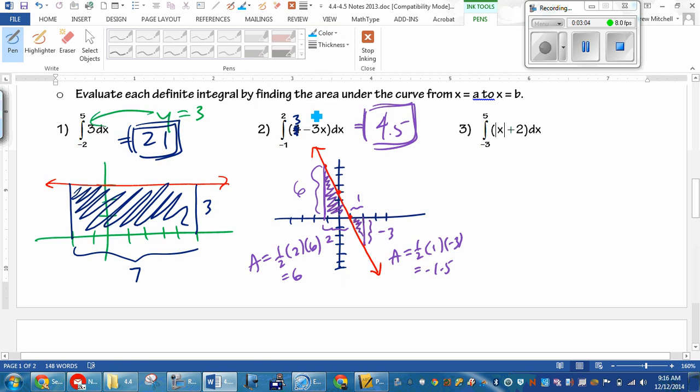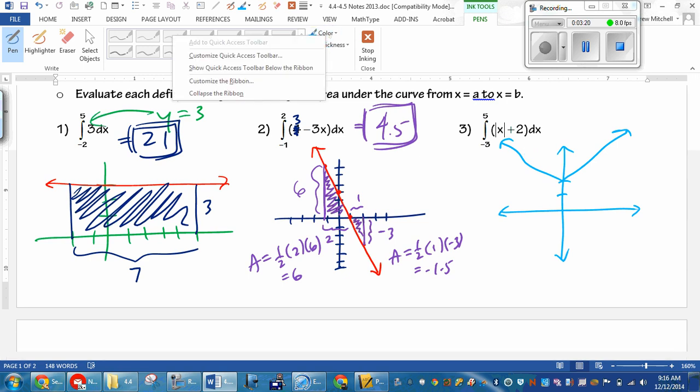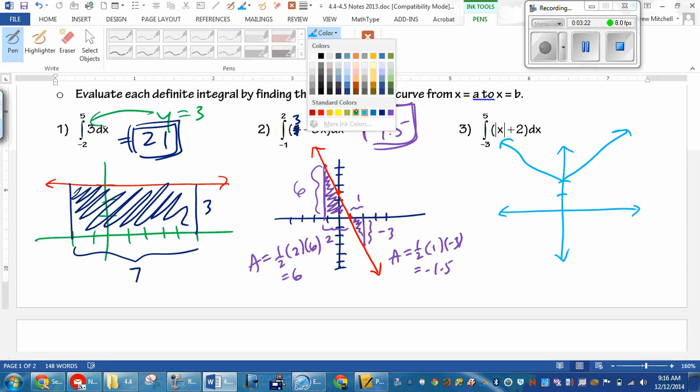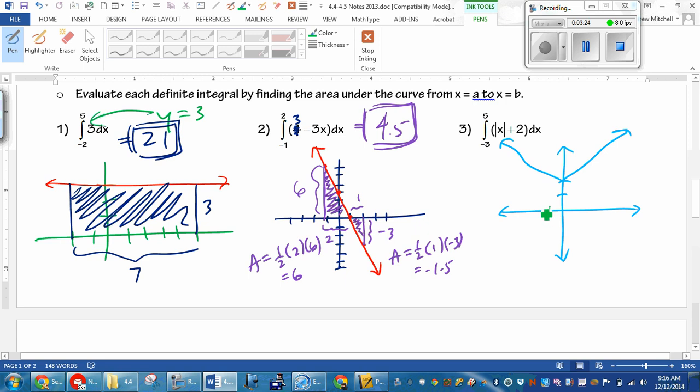And our last one here, absolute value, so it's going to be a V shape. Since we're adding 2, that is moving the graph up 2. So our vertex is at 2 on the y-axis. And this one we're trying to find the area under the curve from -3 to 5.